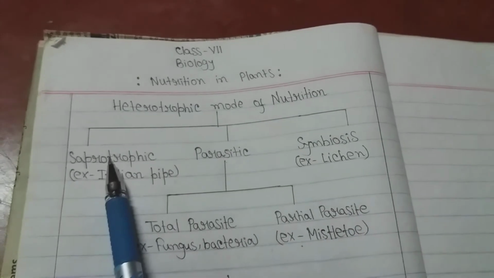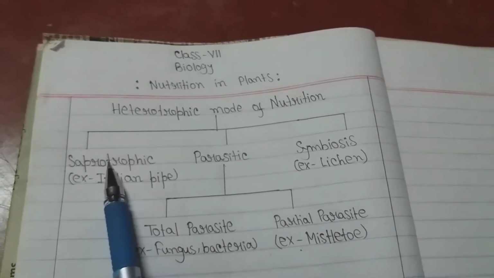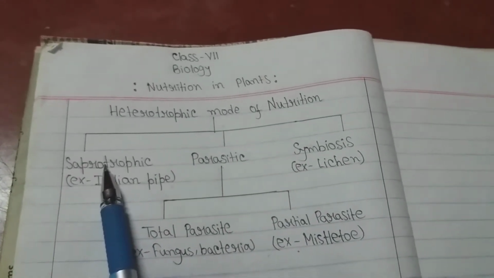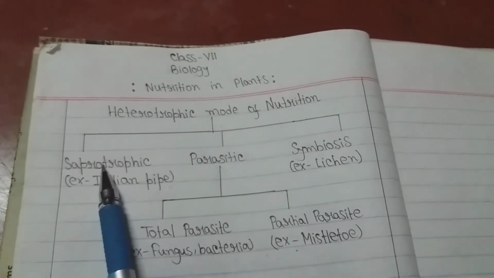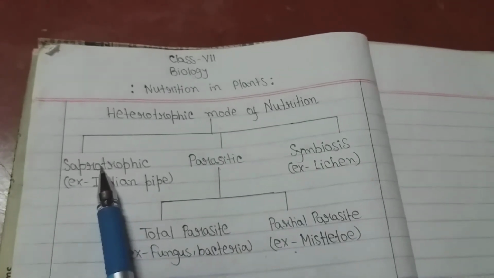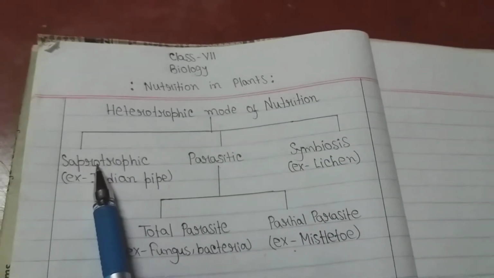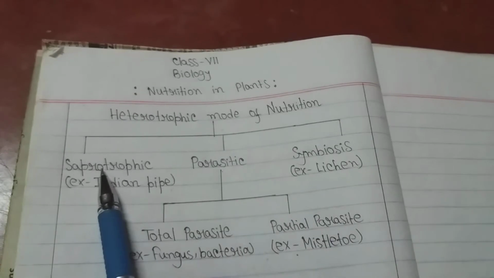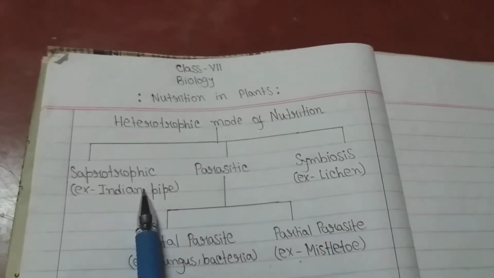Saprotrophic mode of nutrition. What is the saprotrophic mode of nutrition? The mode of nutrition in which non-green plants get their nutrients from dead and decaying organic matter of plants and animals is called saprotrophic mode of nutrition. So, plants which use saprotrophic mode of nutrition are called saprophytes. Indian pipe is an example of saprophytes.